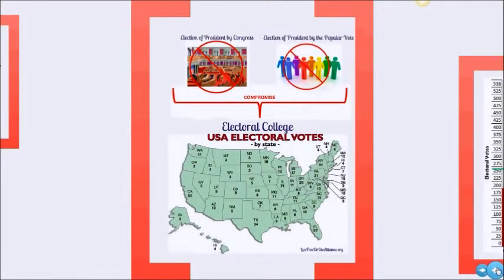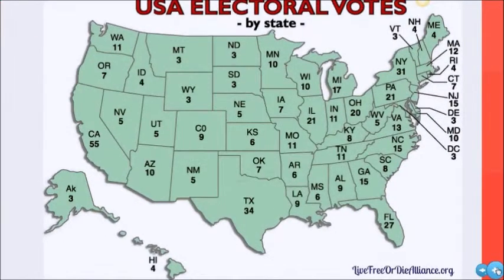The Electoral College is a process to compromise between election of the president by a vote in Congress and election of the president by a popular vote of U.S. citizens. Each state is assigned a specific number of votes that is proportional to its population, so that each state's power is representative of that population.